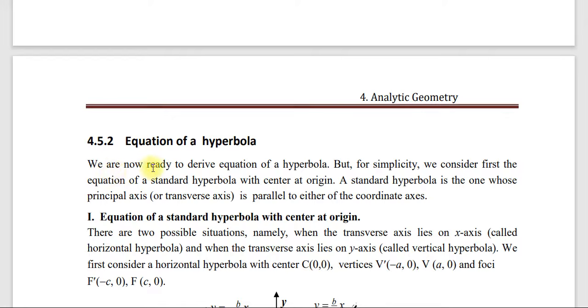So we are now ready to derive the equation of the hyperbola, but for simplicity we first consider the equation of the standard hyperbola with a center at the origin. እንግዲህ standard hyperbola consider እናደርግ። standard hyperbola ማለት ነው whose principal axis or transverse axis is parallel to either of the coordinate axis ይለናል። Either of the coordinate axis means either the x axis or the y axis.